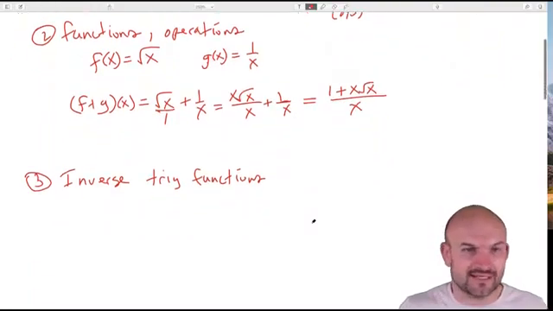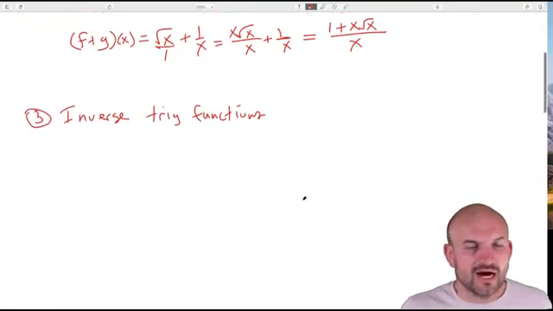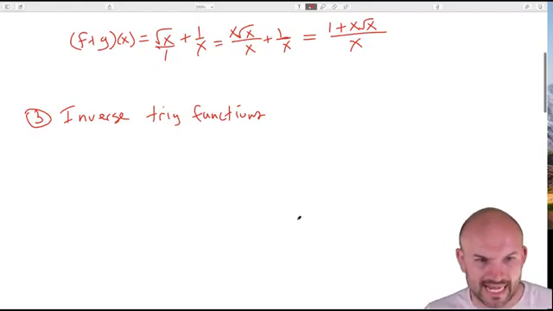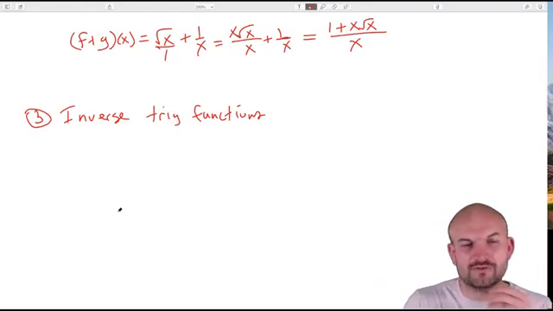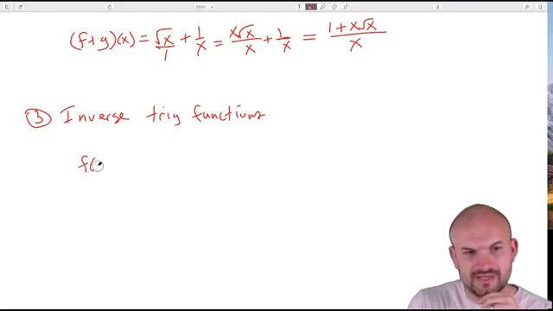Problems that I can elaborate on, just let me know. All right, the last one is just kind of this inverse trig. And this one is kind of tricky, or at least the student was asking to understand inverse trigonometry. So let's just think about the cosine graph.